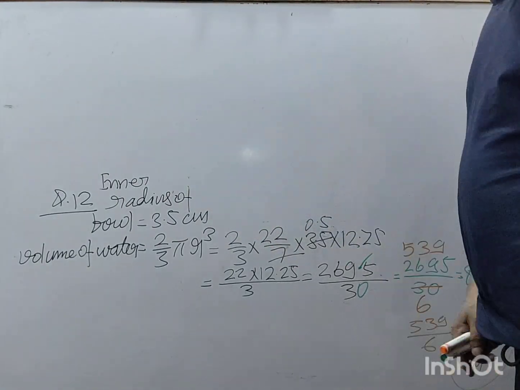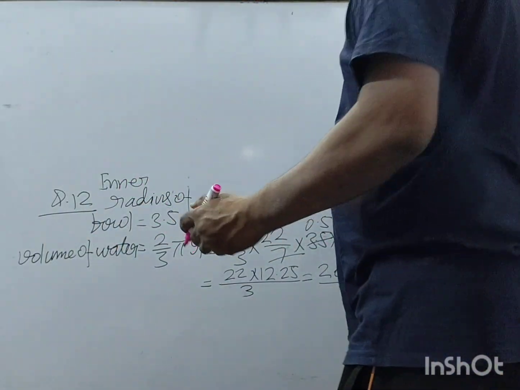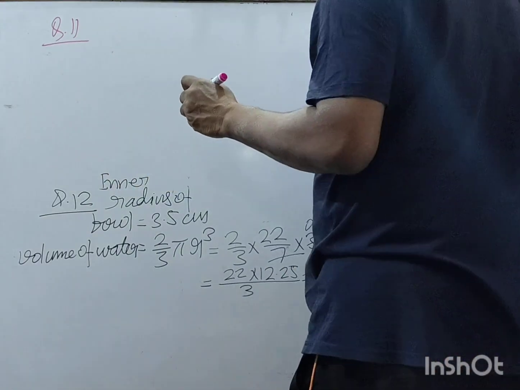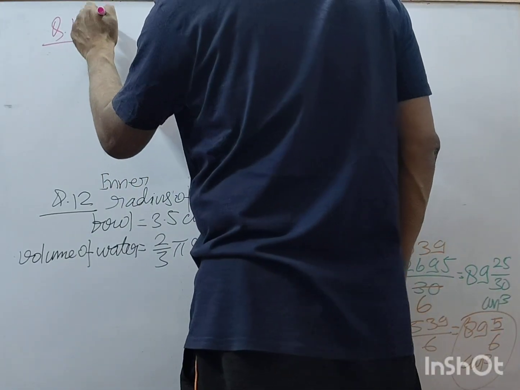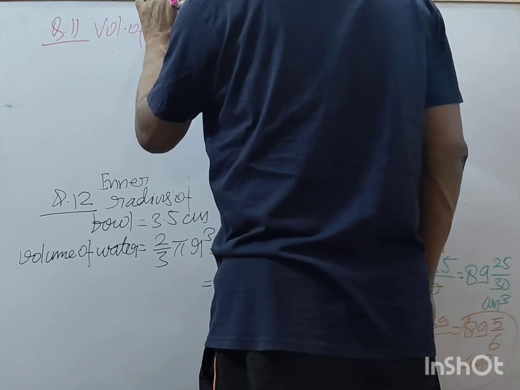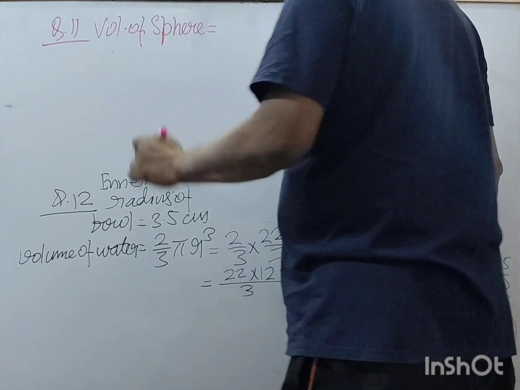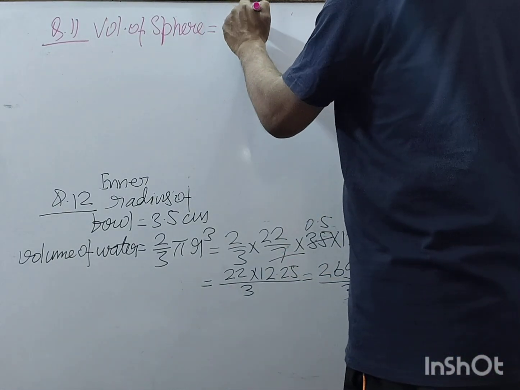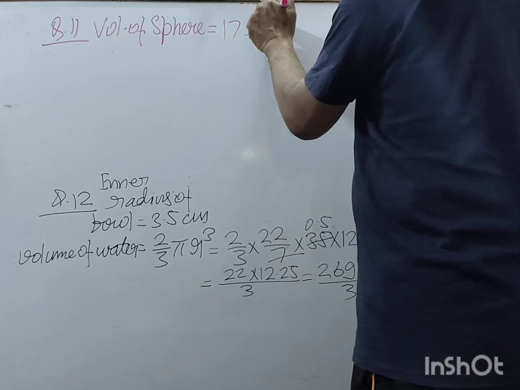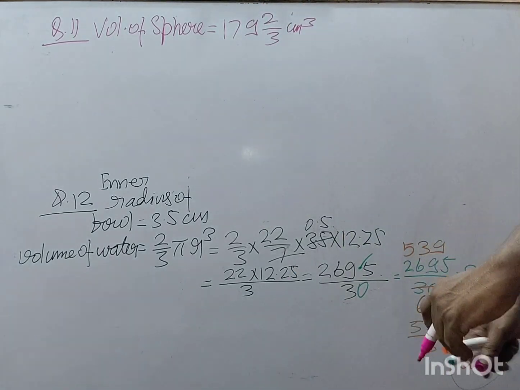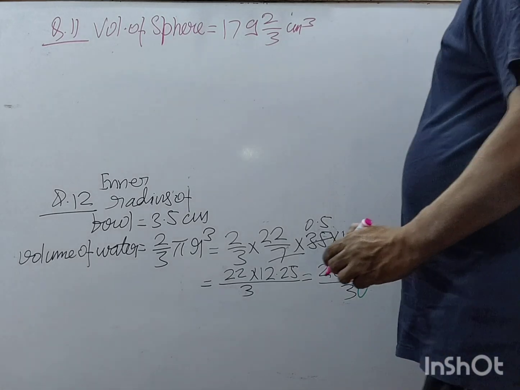Volume of sphere is... Question number 11. What is that? Volume of sphere is equal to 179 whole 2 upon 3, 2/3 centimeter cube. Now find the radius and surface area.